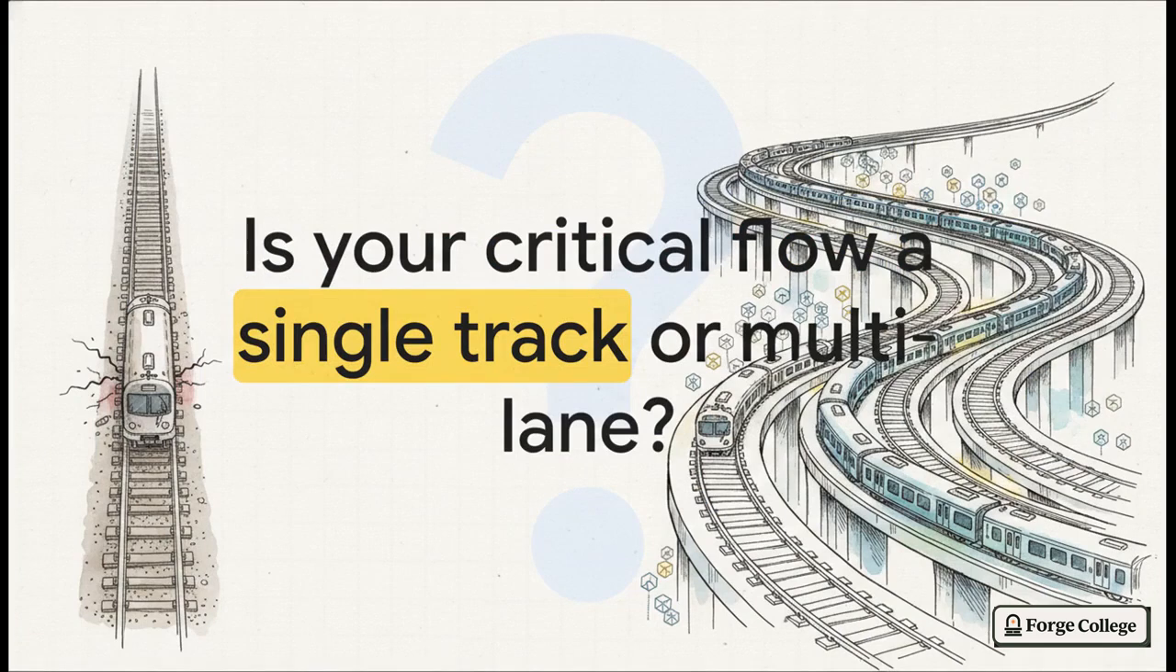Look back at the Hello World contract you built in the last lesson. Ask yourself right now, is your critical flow a fragile single track just waiting for a disastrous collision? Or is it a beautifully scalable multi-lane railway ready for 1 million users? Take a second to really think about that.